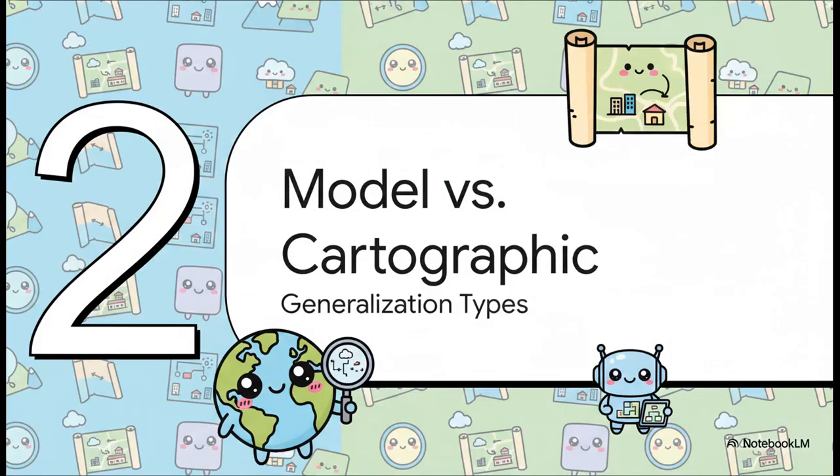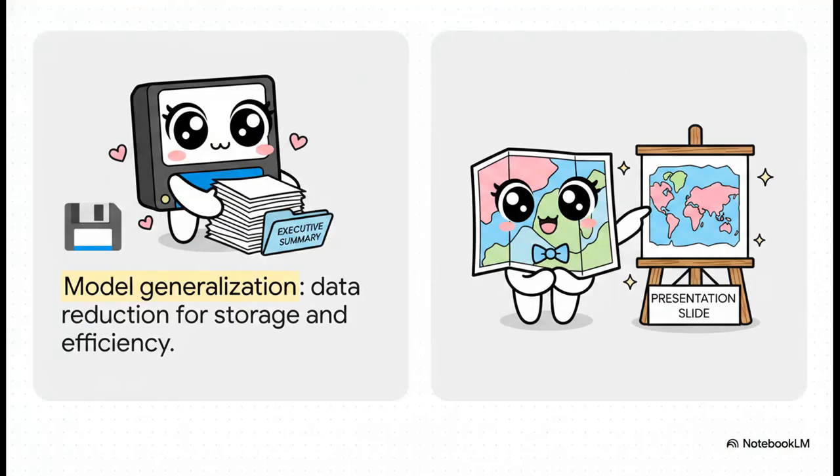Moving right along to Section 2. Model versus cartographic generalization. The absolute easiest way to wrap your head around this difference is with a quick analogy. Think of model generalization as writing the executive summary of a massive, dense report. It's mostly done behind the scenes to reduce data volume so your computer can store it efficiently, process it faster, or transfer it over a network. It is purely about data reduction.